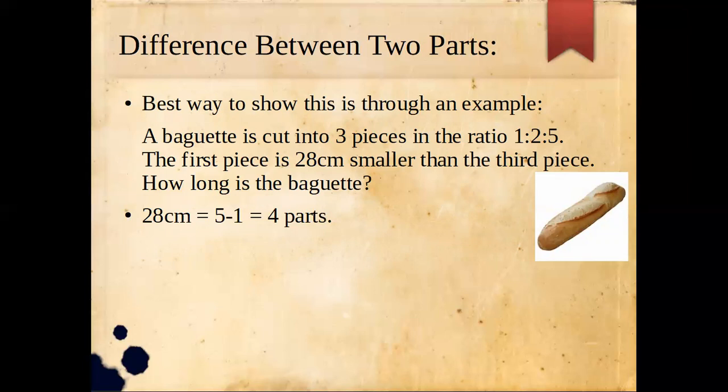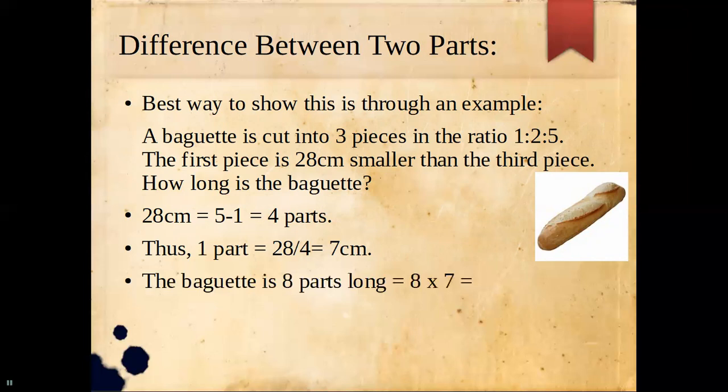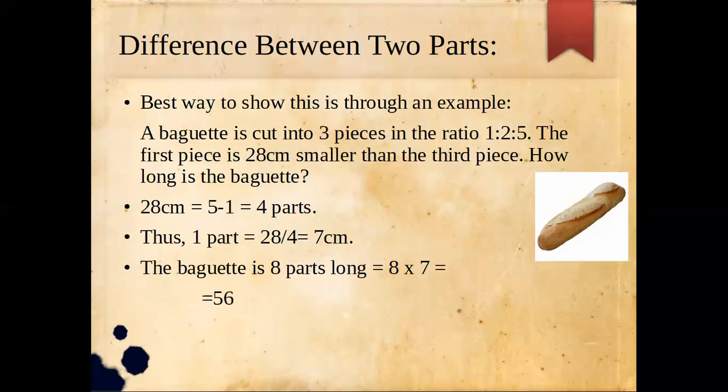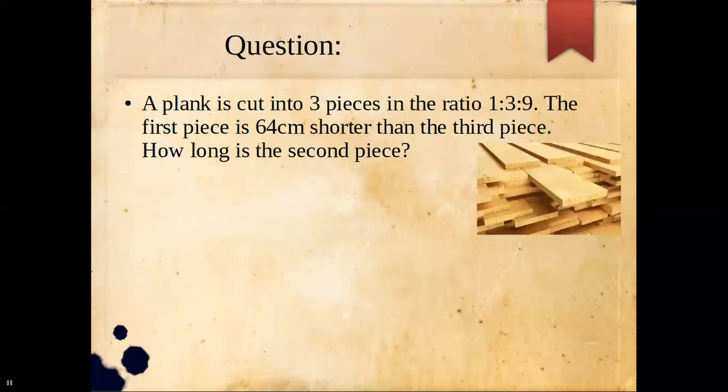The first piece, which is 1, is 28 centimeters smaller than the third piece. So that means 5 minus 1 is 4. So 4 parts is 28 centimeters, which means 1 part is 7 centimeters. And in total, there's 8 parts. So 8 times 7 gives us, the whole thing is 56 centimeters long.